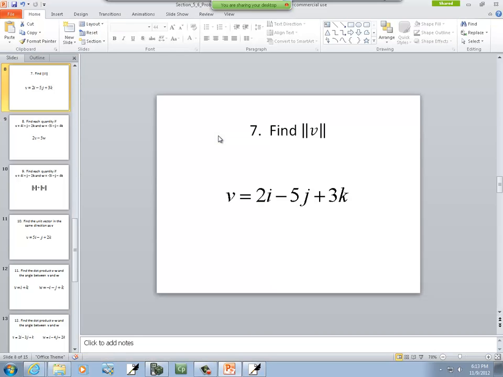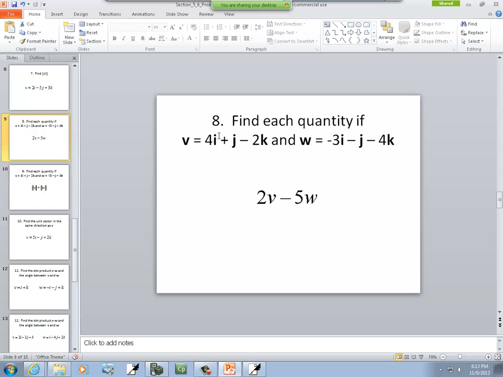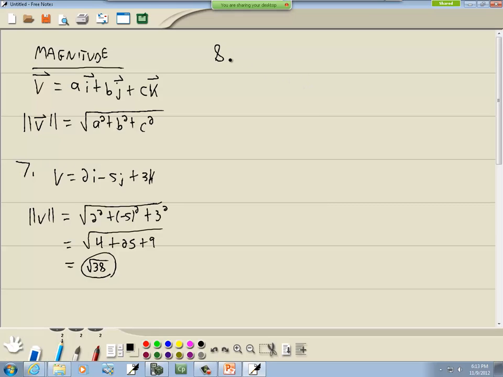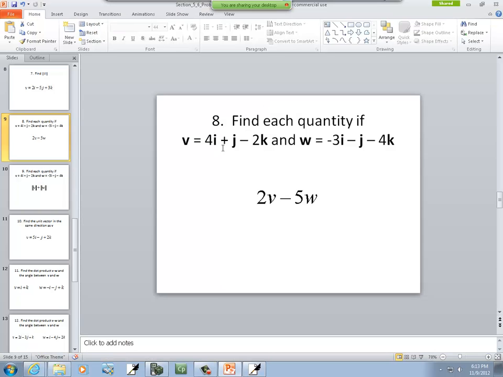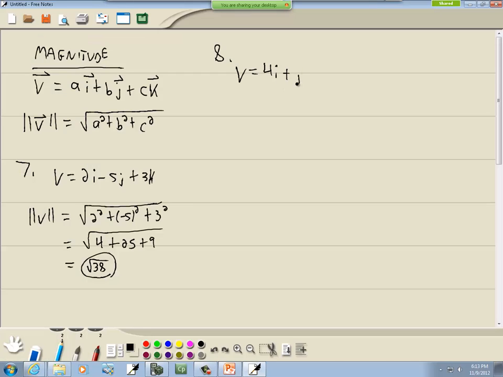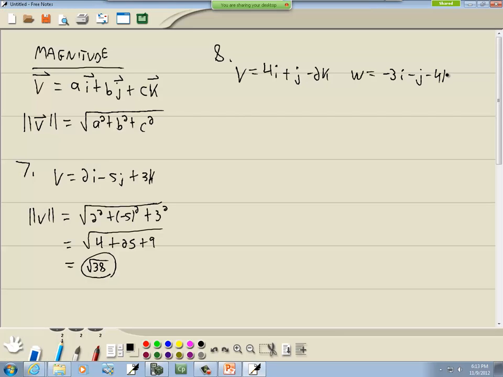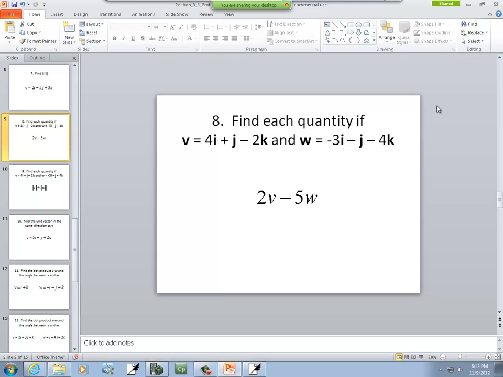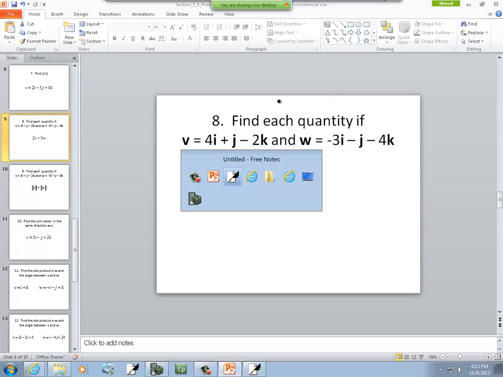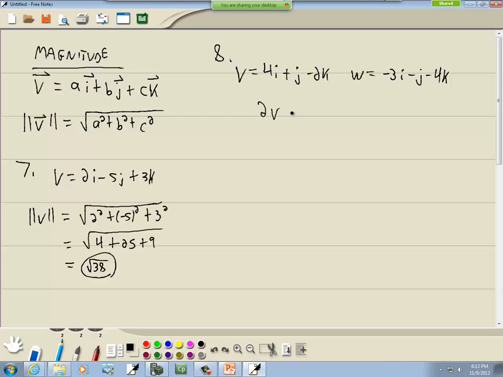Now we're also going to be doing operations with vectors, kind of like we've done before. So let's take a look at number 8. We've got v is equal to 4i. You notice the vectors are always bold when you type it out. Plus j minus 2k. And w is equal to negative 3i minus j minus 4k. Okay, and we're wanting 2v minus 5w.